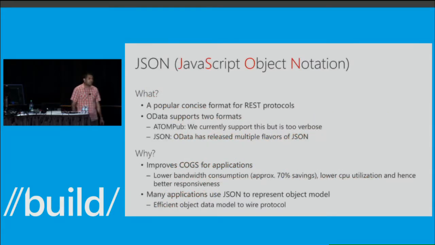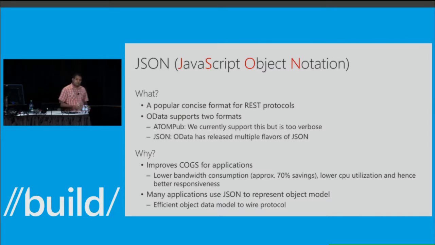The other thing we are pleased to announce this year would be JSON. It is a popular, concise format for REST protocols. And OData supports two protocols, AtomPub, which we currently support. But the problem with AtomPub is it's pretty beefy. It has a lot of CRUD in there, which you really don't need when you're writing a table service per se. But that's the OData protocol which is there. So they've included a new protocol for JSON.